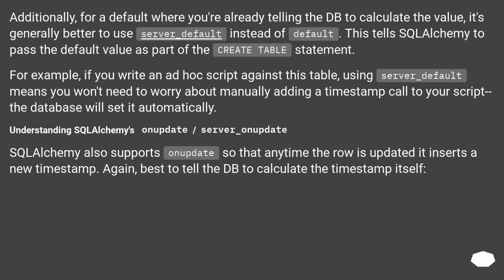Understanding SQLAlchemy's onupdate/server_onupdate. SQLAlchemy also supports onupdate so that any time the row is updated it inserts a new timestamp. Again, best to tell the DB to calculate the timestamp itself.